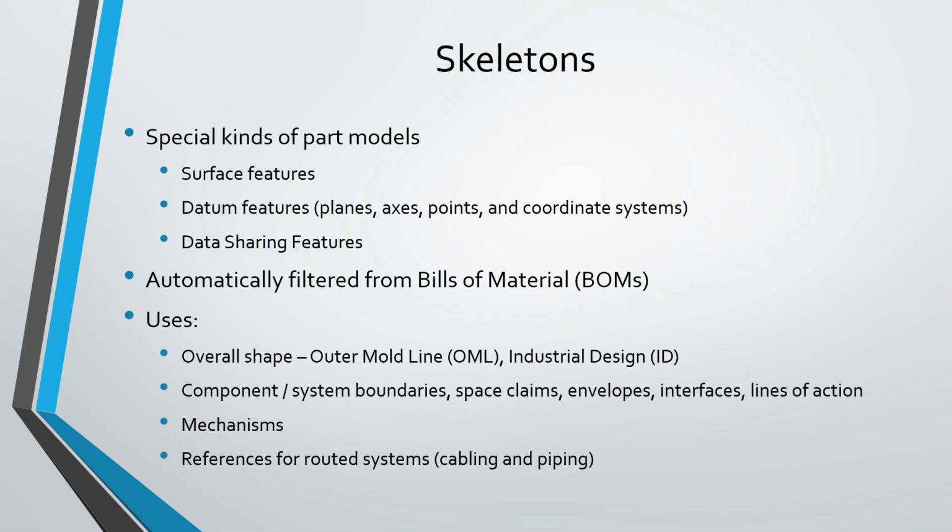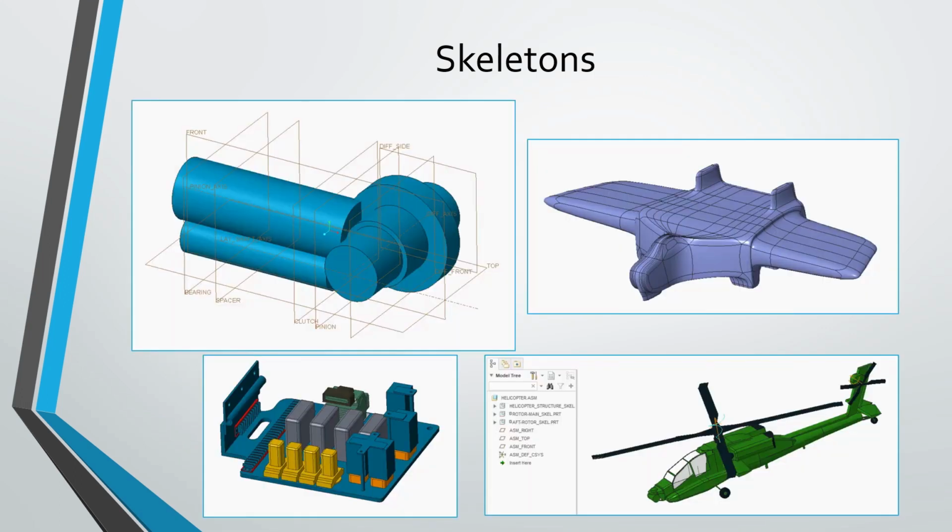If you're defining a mechanism, you might want to define the lines of action for your different components as they move. With mechanisms, you can lay out how different components are able to move inside of your assembly. And a big one, if you work in routed systems like I have: a lot of times when you are doing cabling or piping, you need to grab references from the assembly so you know where to route your different wires and your different pipes through a model. Here are a few visual examples of some skeletons, starting in the upper left-hand corner.